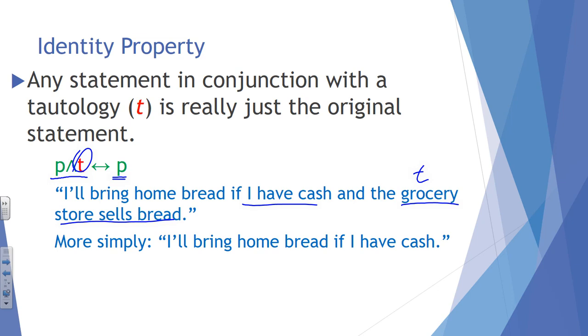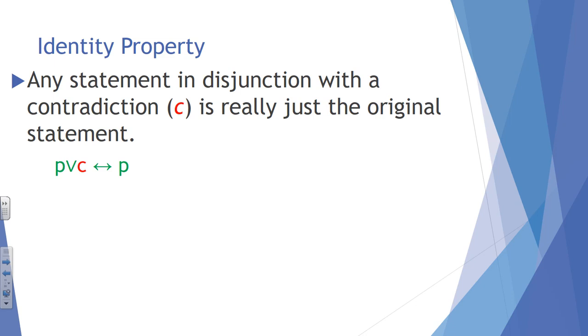The thing that's always true will always be satisfied. And so we can simplify that by simply restating condition P. I'll bring home bread if I have cash. Very similar but slightly different. Any statement that's in disjunction with a contradiction is really just the original statement. So P, disjunction, contradiction, is really just the same as P. That is to say, P or something that's never true is really just the same as P.